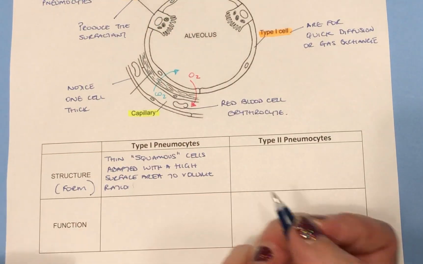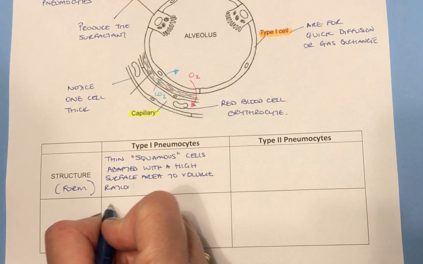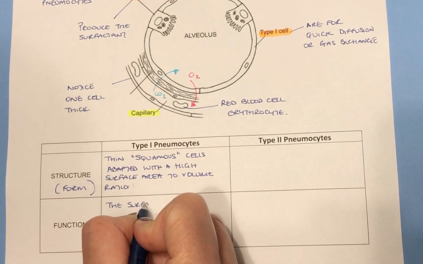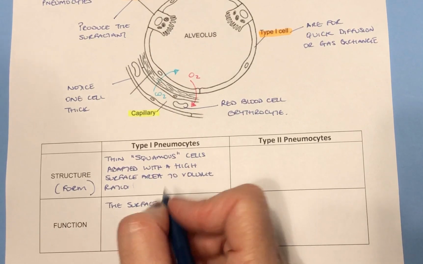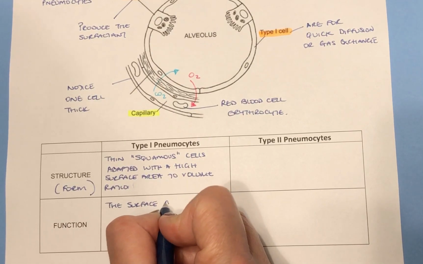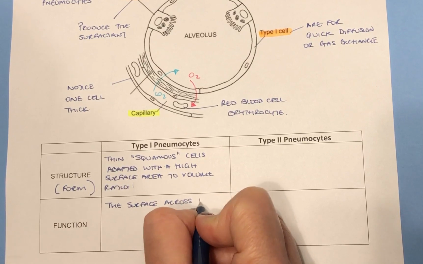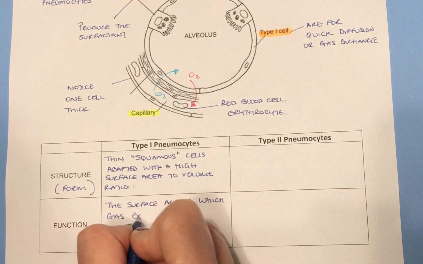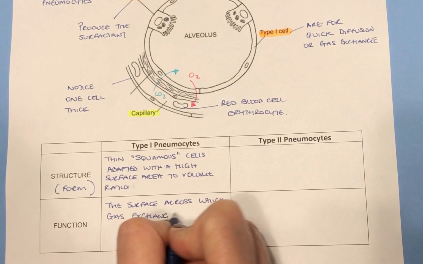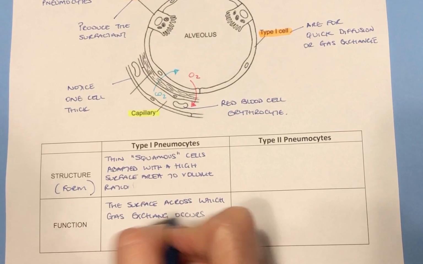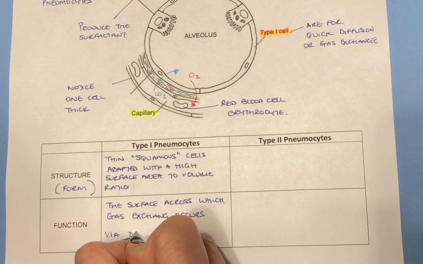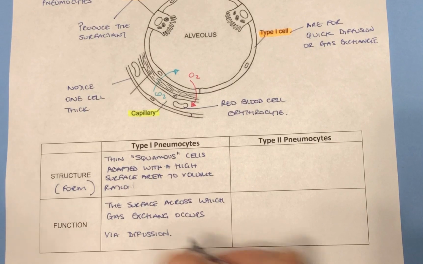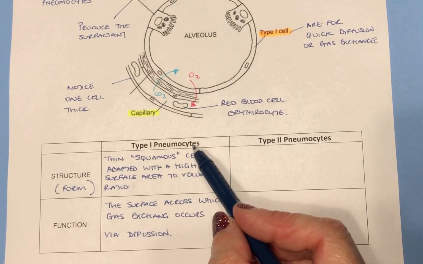So what's their job? Well, their function is that they're the surface across which gas exchange occurs via diffusion. So remember, there's no energy required. So that's your type 1s.